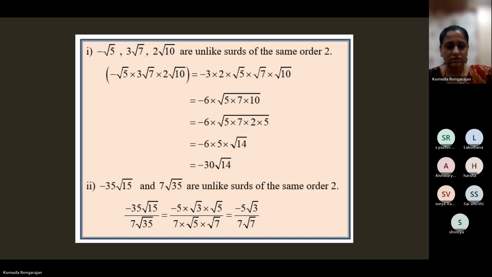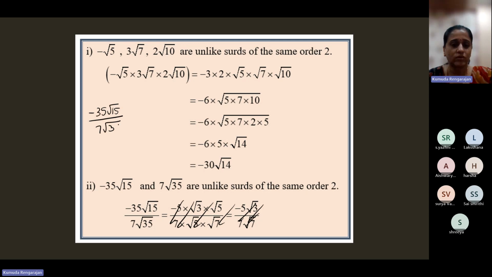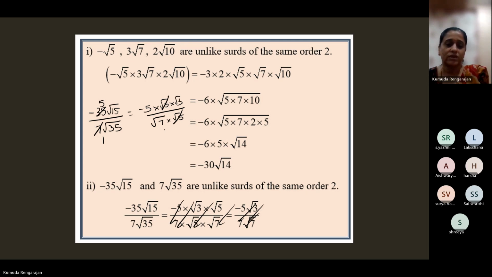Let's do this. Just ignore the working here. Let's do it here. So we have minus 35 root 15 and 7 root 35. You can simplify that. So minus 5 root 15 is root 5 into root 3, divided by root 35, which is root 7 into root 5. So this root 5 and root 5 get cancelled. So we are left with minus 5 root 3 divided by root 7.